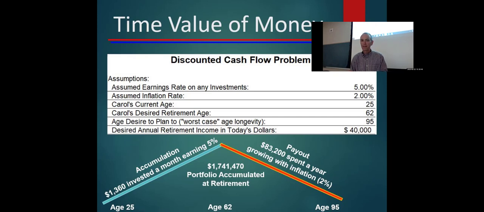All right. So now we need $83,000 for 33 years, between 62 and 95, growing with inflation. What's the present value of that at age 62? That's how large her portfolio needs to be. She needs a portfolio when she hits age 62 that can give her those incomes. So she needs $83,200 for 33 years, but it has to grow with inflation.